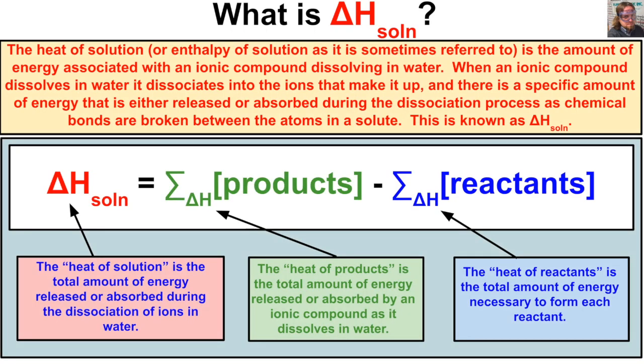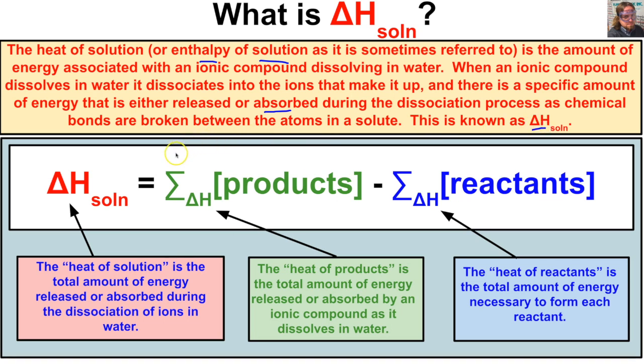So what is heat of solution? Well, the heat of solution, or enthalpy of solution as it is sometimes referred to, is the amount of energy associated with an ionic compound dissolving in water. When an ionic compound dissolves in water, it dissociates into the ions that make it up. And there's a specific amount of energy that is either released or absorbed during the dissociation process as chemical bonds are broken between the atoms in a solute. This is known as the heat of solution.